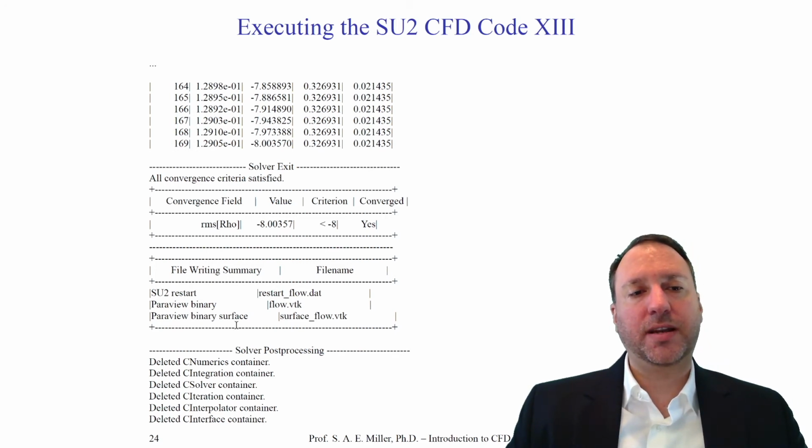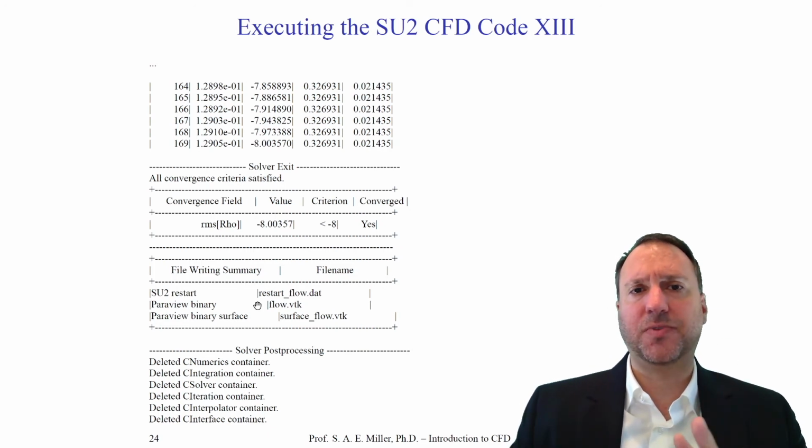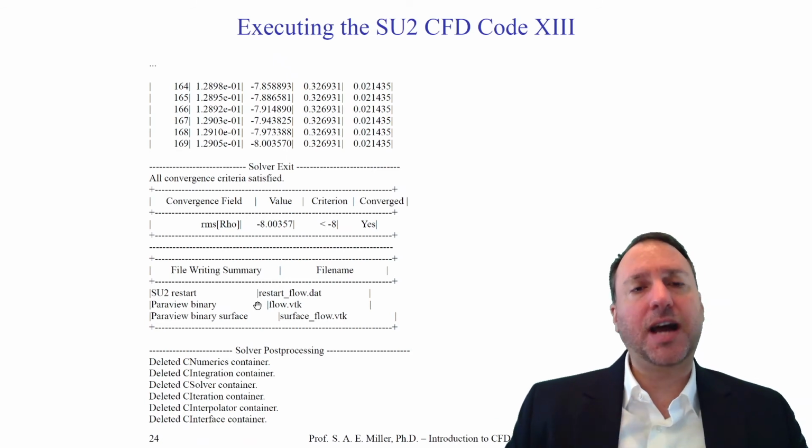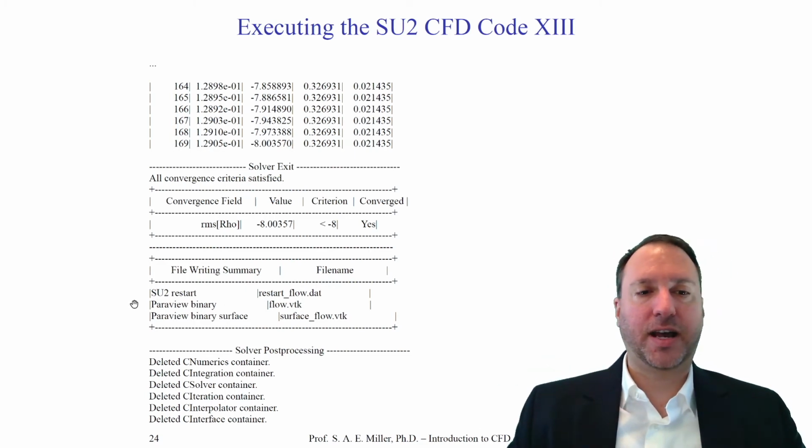It's also written out a very important file called flow.vtk. Flow.vtk is a Paraview file which can be read by, of course, Paraview. It's a binary file, so it's not human readable. It's written in machine language, and it can be read directly by Paraview. We'll be using Paraview, which is visualization software, to look at that file next.